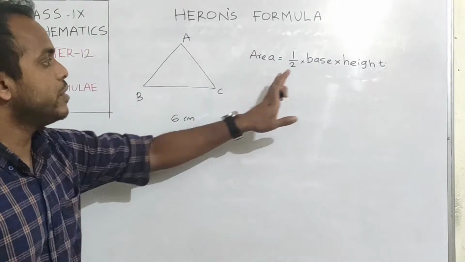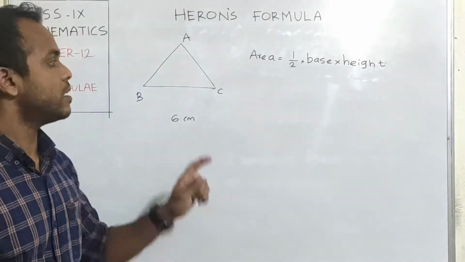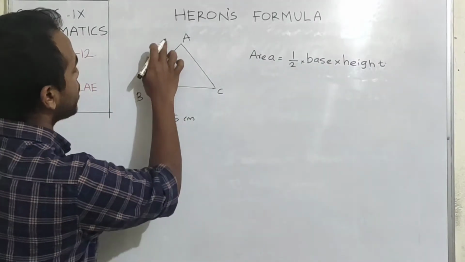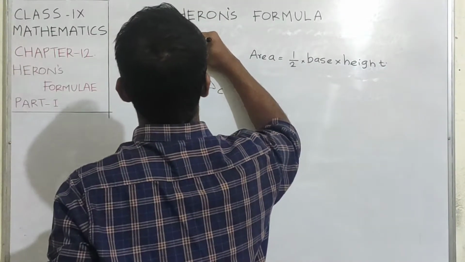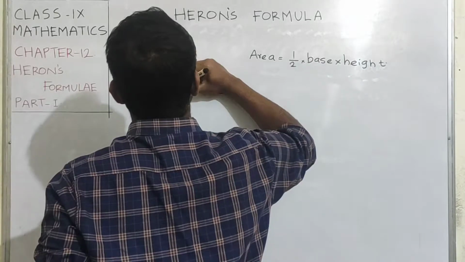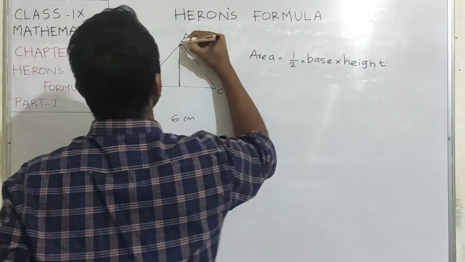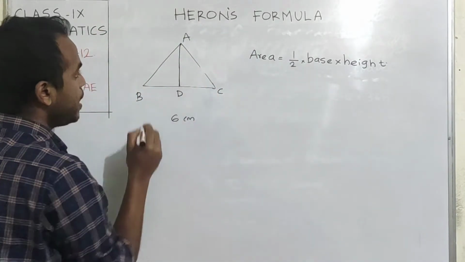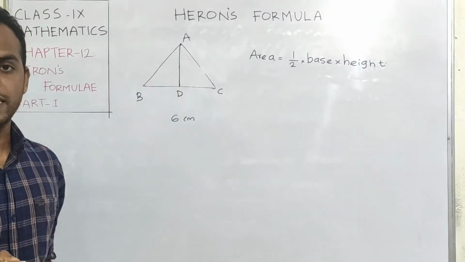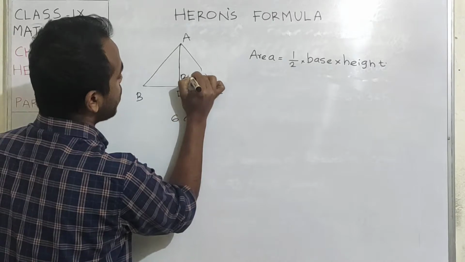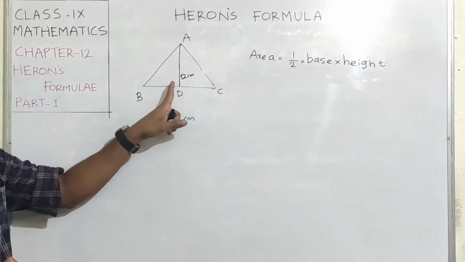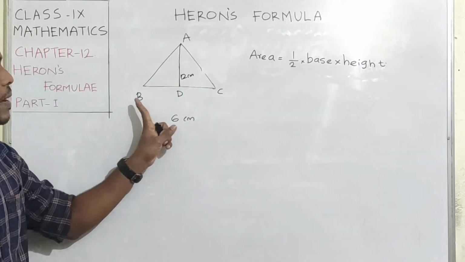Then what else do you need? We need the height of the triangle. So height of a triangle means the maximum height the triangle has. So we can draw a line like this and we will name the bottom part as D. So AD is the height of the triangle now, and let it be, suppose, 12 centimeter. Let the height be 12 centimeter and the base be 6 centimeter.